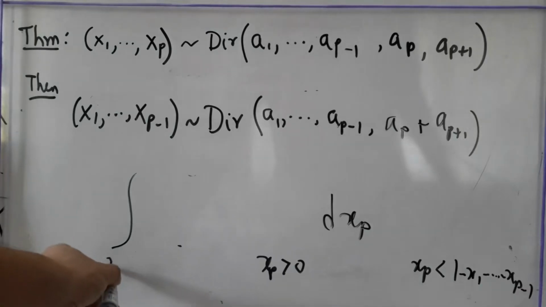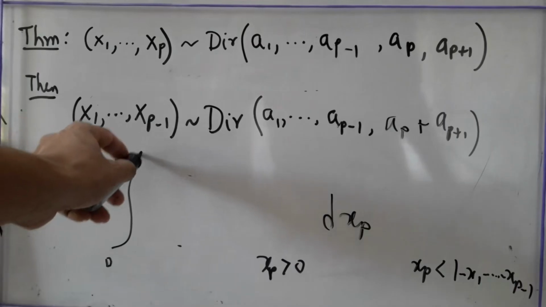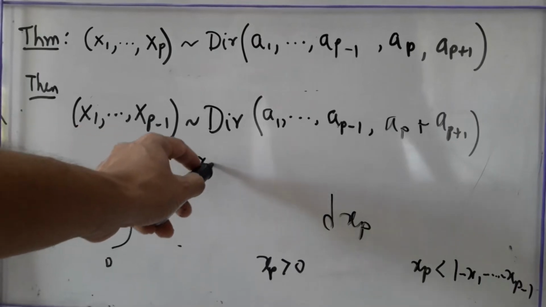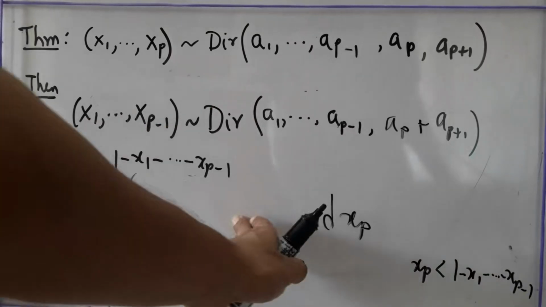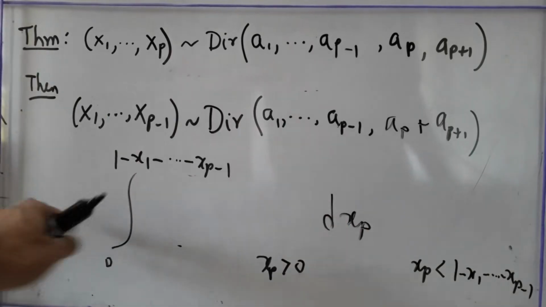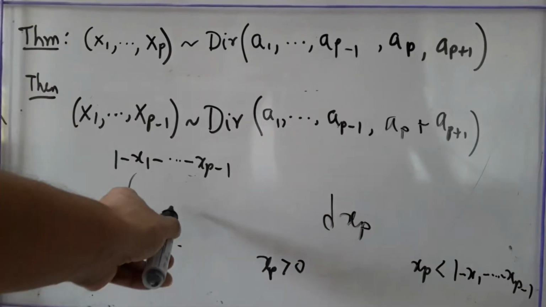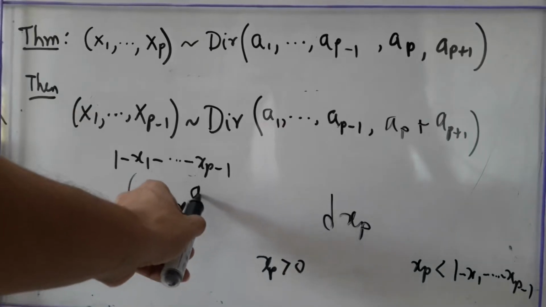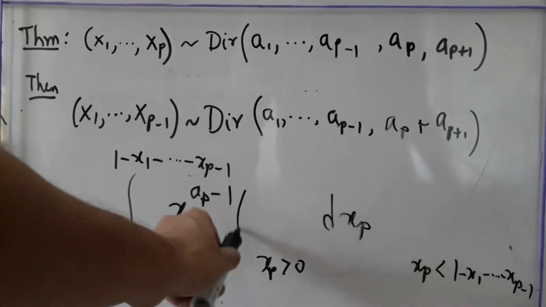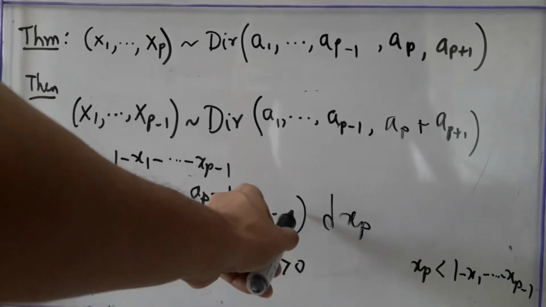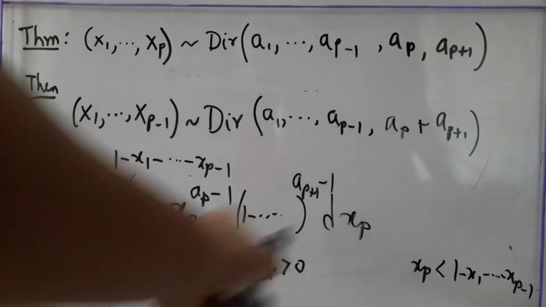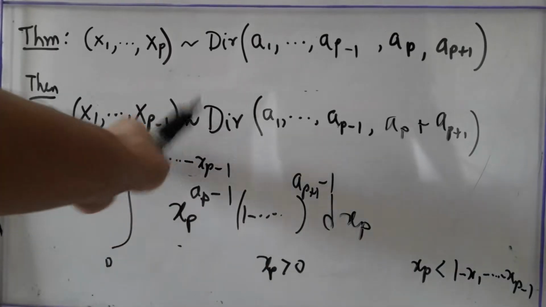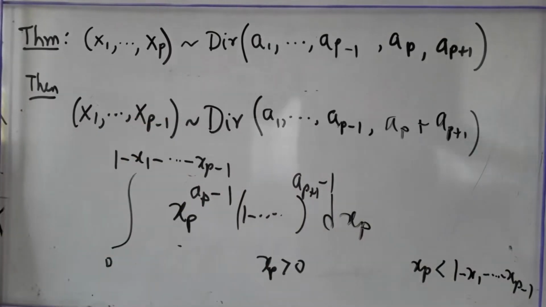So you can guess that the integral will start from 0 and go up to 1 minus x1 minus and so on up to x p minus 1. And in this integral, most of the things are actually free of xp, so they will come out. There are only two terms that will involve xp. One of them will be xp to the power ap minus 1, and the other is 1 minus, and so on, to the power a p plus 1 minus 1. So essentially it will be very much like a beta integral. Once you divide by something such that the integral becomes 0 to 1, it is pretty straightforward. You should try to do that.